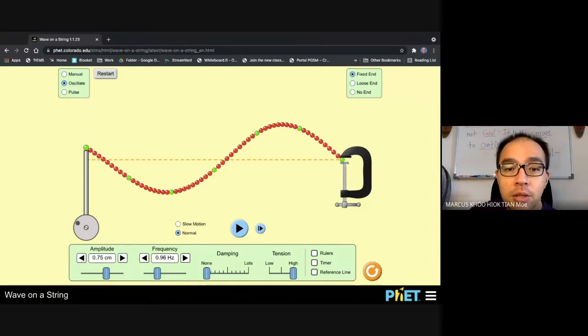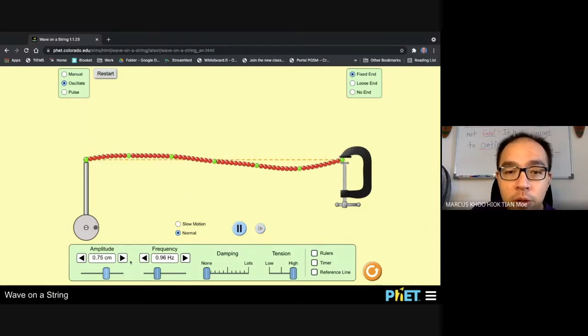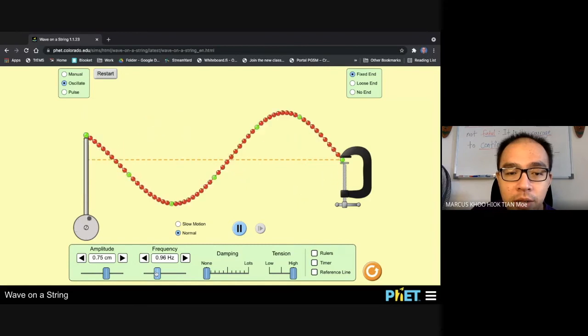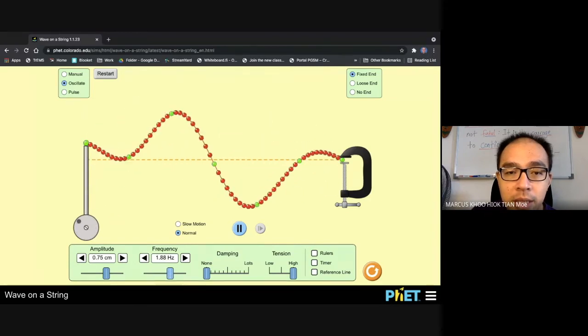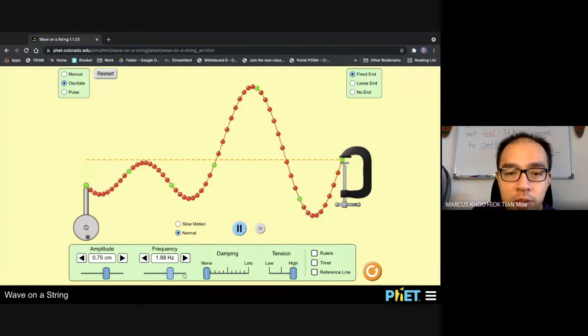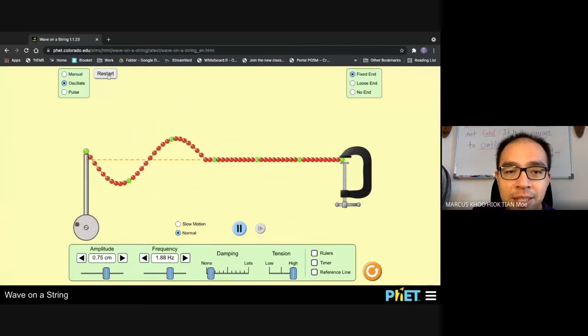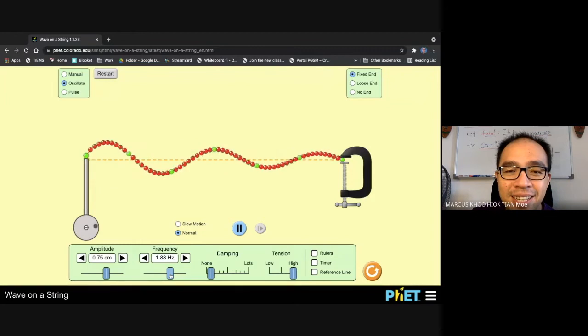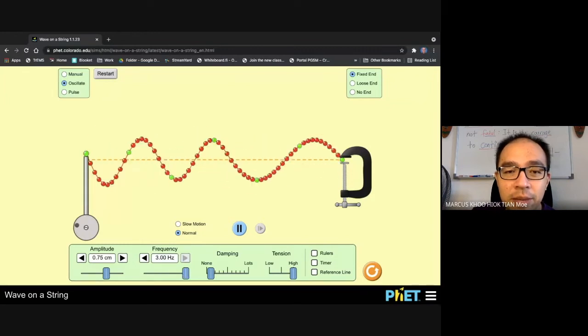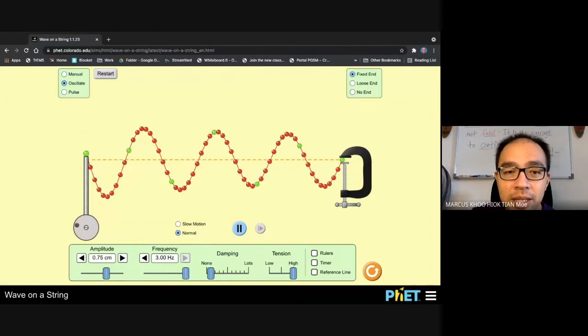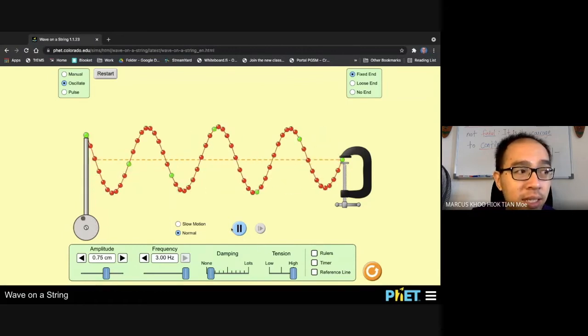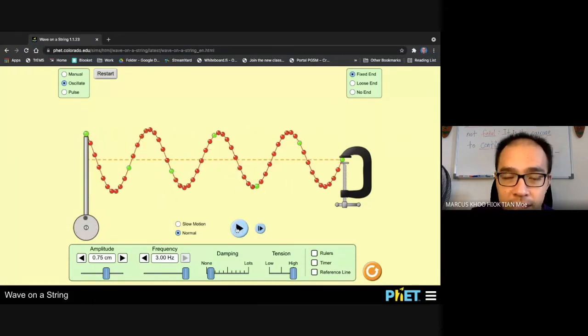Okay, so let me show this again now. Small frequency, and as I get bigger, this is medium frequency. Oh dear, hold on. Let me restart. Medium frequency, and when I increase it all the way to maximum, you will see that the wavelength is like this. So that's the first thing.